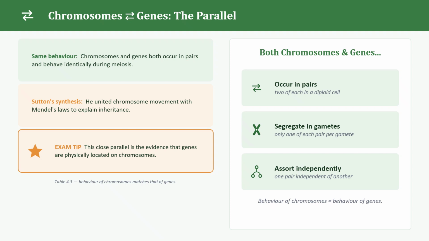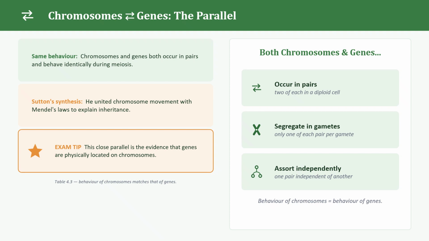And what did they conclude from that? They concluded that since chromosome behavior exactly matches gene behavior, genes must be present on chromosomes. So it became very strong evidence, and it supported the chromosomal theory of inheritance.